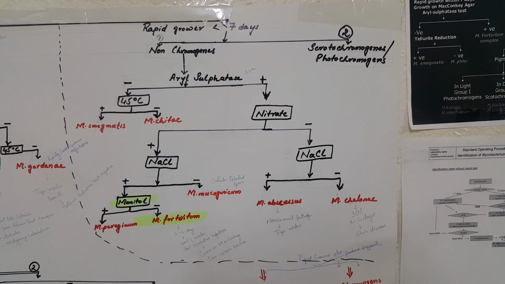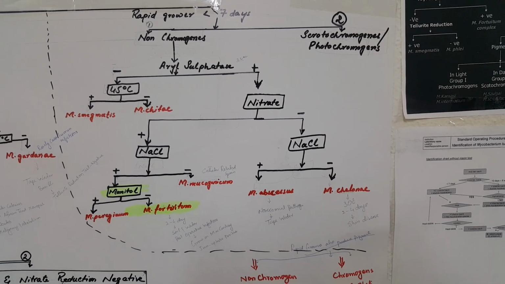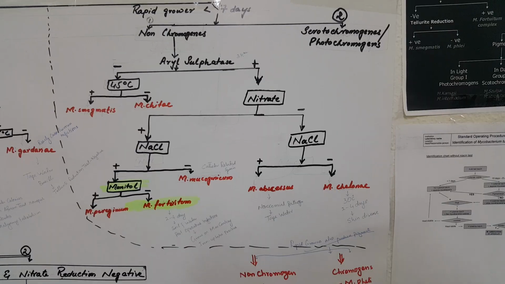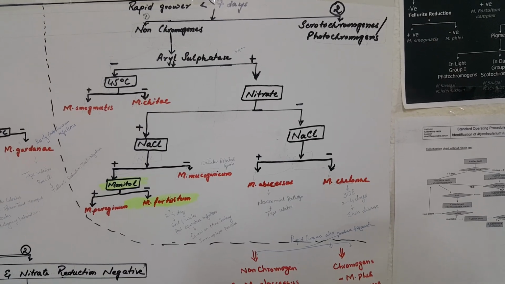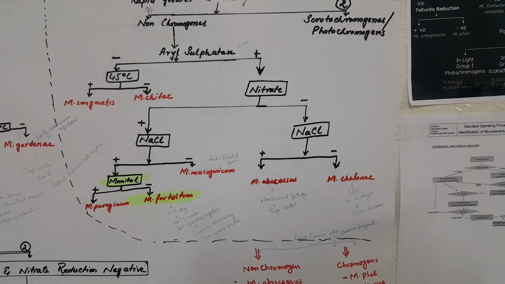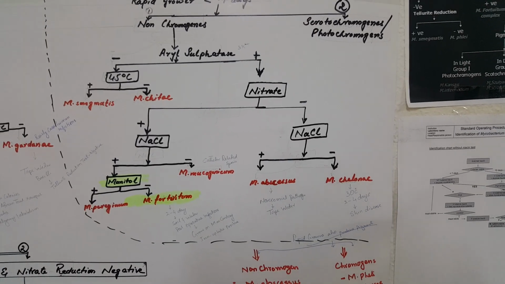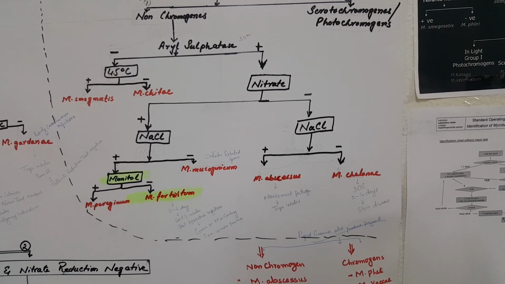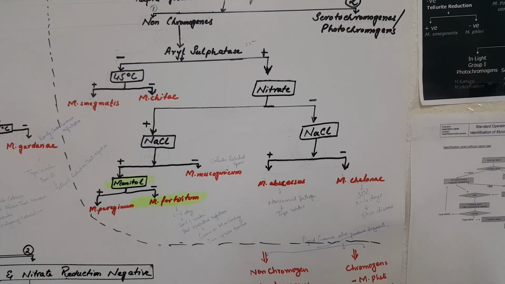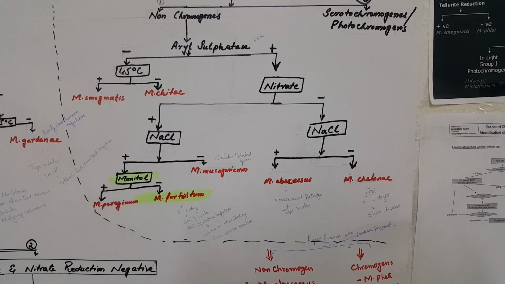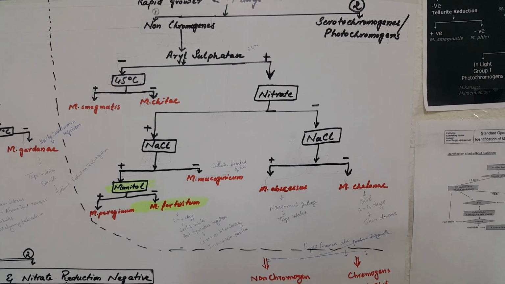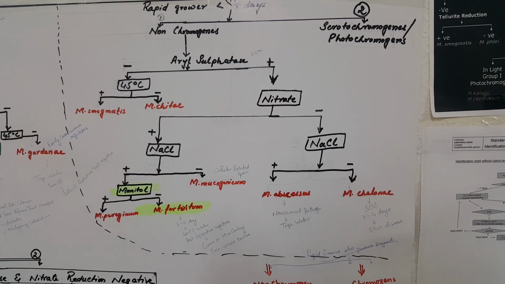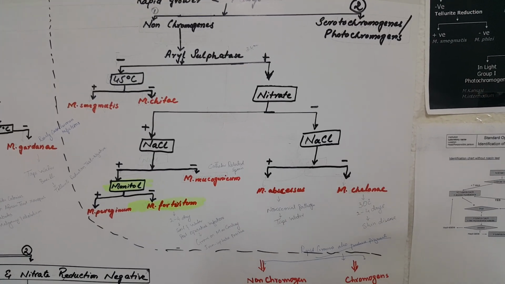Rapid growers usually grow within 7 days or before, and this group is identified on the basis of aryl sulfatase. If that is negative, then we go for the 45 degrees centigrade temperature tolerance. If the organism tolerates it, the organism is M. smegmatis, and if it is not tolerated and growth is not obtained at 45 degrees centigrade, then it is M. chelonae. If the aryl sulfatase test is positive, then we check for the nitrate.